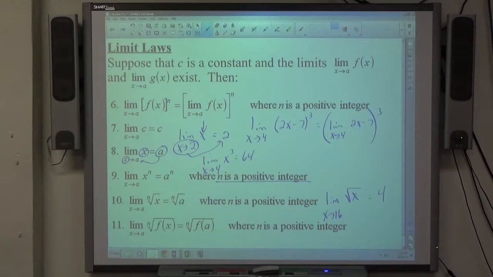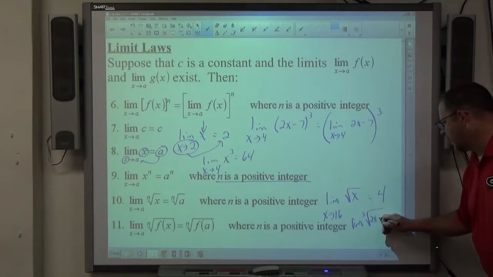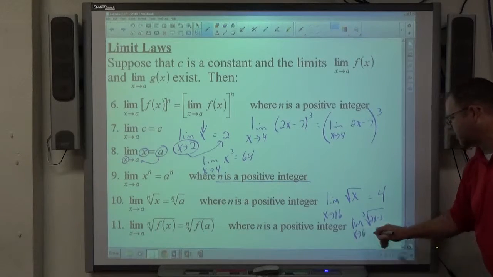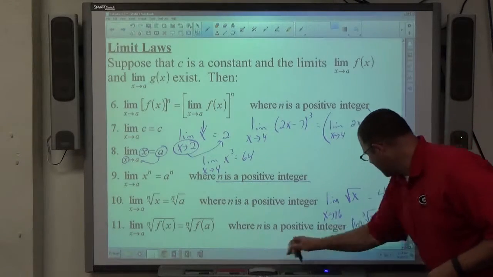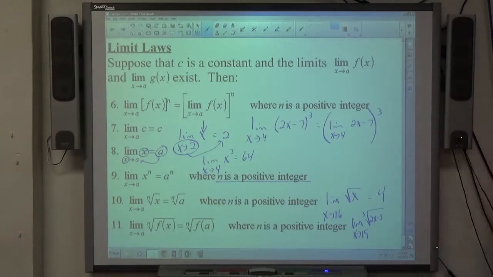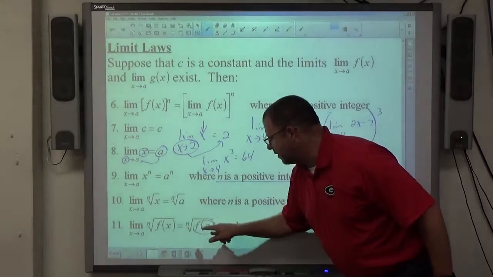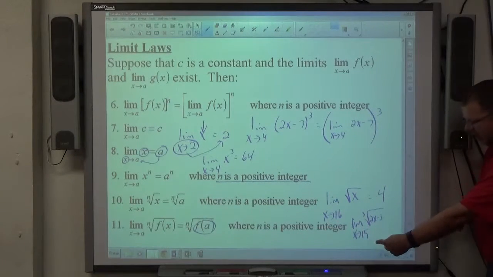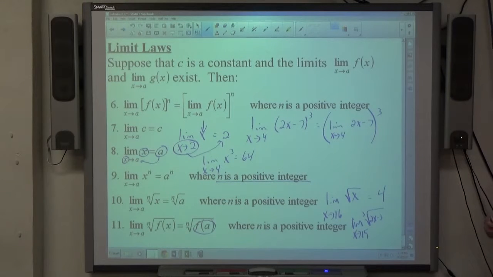And finally, if you have some nth root of a function of x, let's say the limit of the cube root of 2x minus 3 as x approaches 15. I have a nice answer. So 2x minus 3 is a function of x, so it tells me to do f of a, which means to evaluate this at a, which is 15. What's 2 times 15 minus 3? 27. Cube root of 27 is? 3.